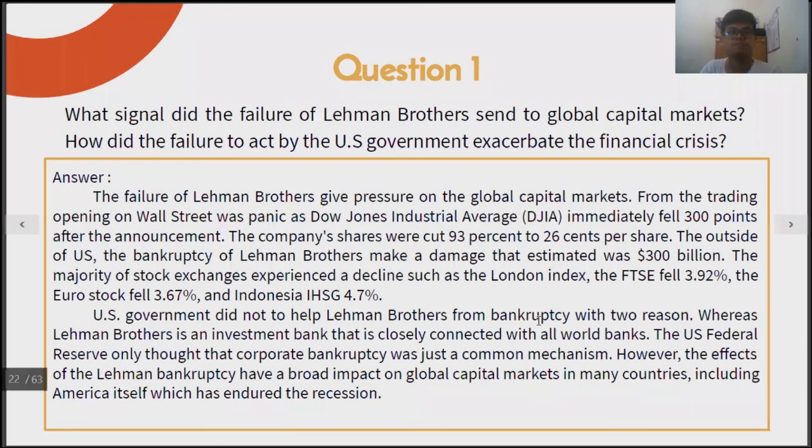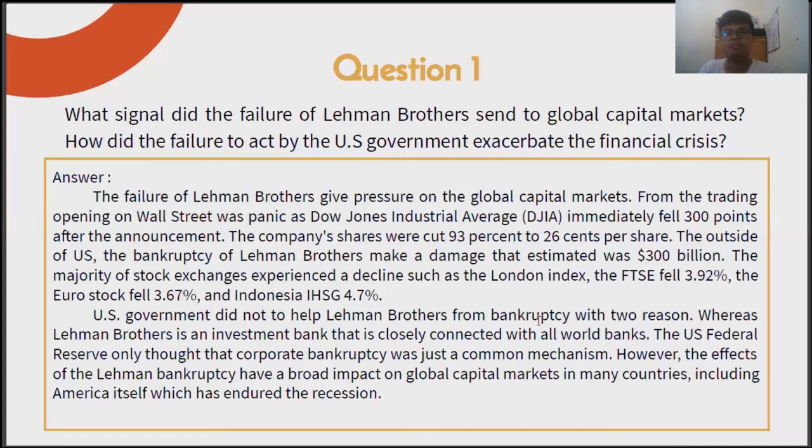Question one: what signal did the failure of Lehman Brothers send to the global capital market? How did the failure to act by the U.S. government exacerbate the financial crisis? Our answer: the failure of Lehman Brothers put huge pressure on the global capital market.